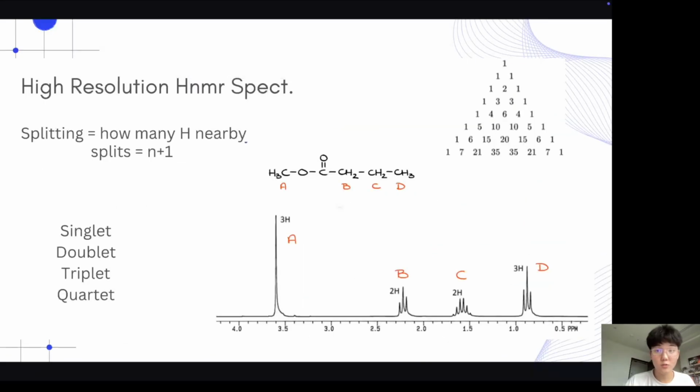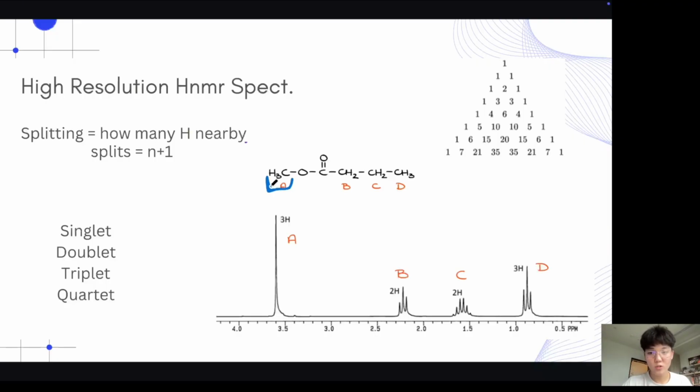Now it's time for high-resolution H NMR spectroscopy. Before, that was low resolution. Now we're doing high resolution. So what is the difference? It's just that high resolution can detect how many hydrogens are in your adjacent groups. So this is called splitting. So let's look at this example here.